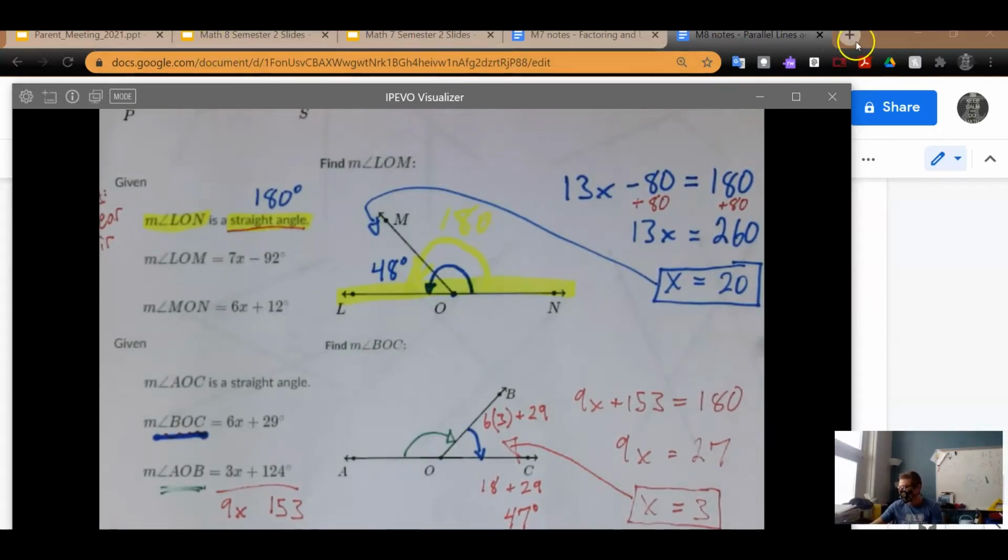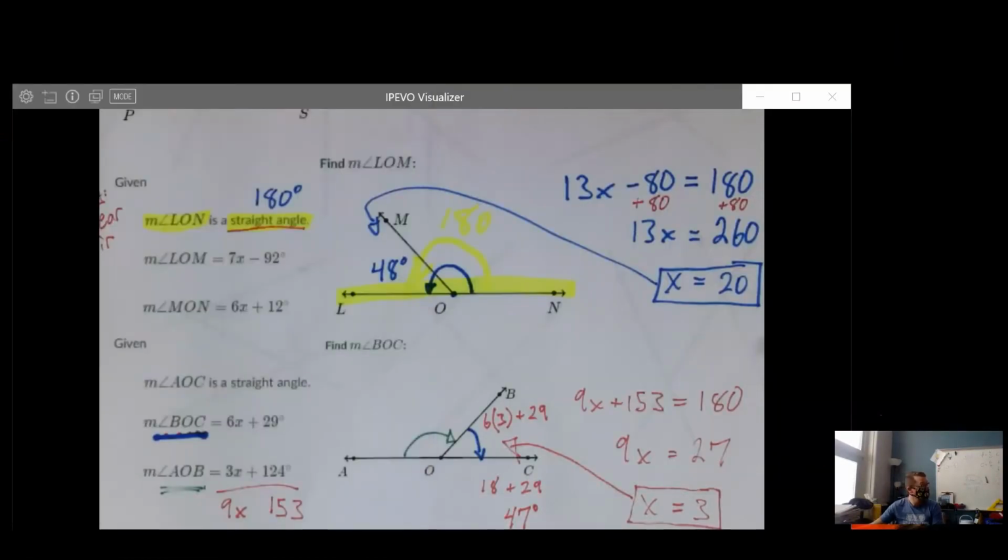I need to double check a couple things. We do have 10 minutes left. We should start the Desmos. Go ahead and pull out your computer if you would, please.